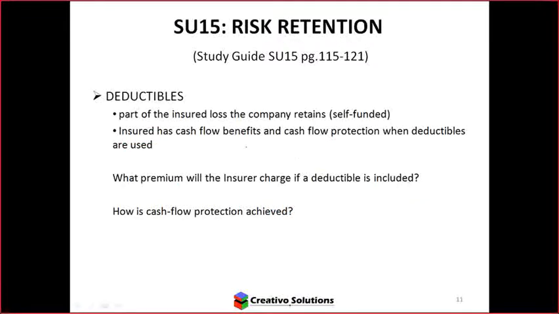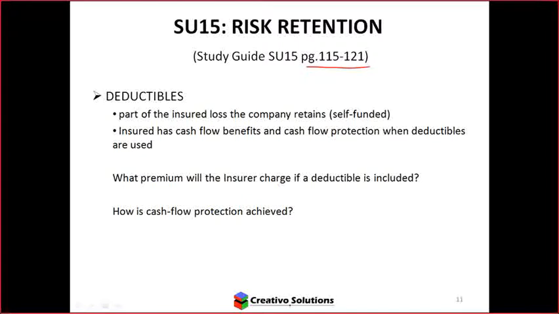Here's the notes. We're looking at the 6 pages in your study guide. That's where you find the information. Just to summarize, what is a deductible? It's part of the insured loss the company retains. It's self-funded. It's what you are going to say, I'm happy with taking on as a loss. Remember, we're looking at companies insuring certain losses. When they arise, there'll be a payout. What are they going to be comfortable paying out? Well, the self-funded portion.